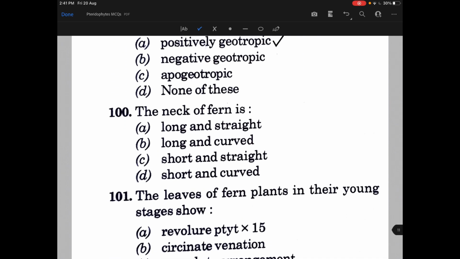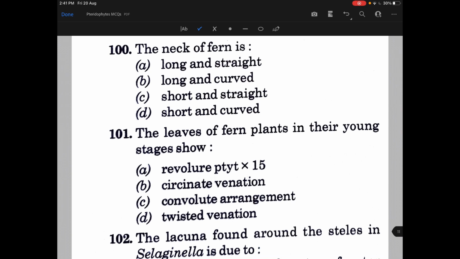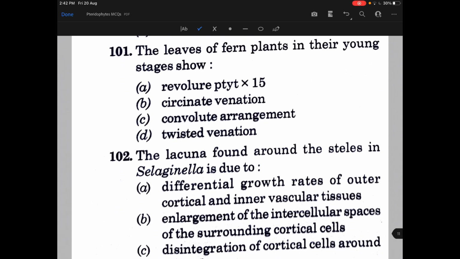Next, the neck of fern is dash, and the answer is D, that is short and curved. The leaves of fern plants in their young stages show dash. The answer is B, that is circinate venation.